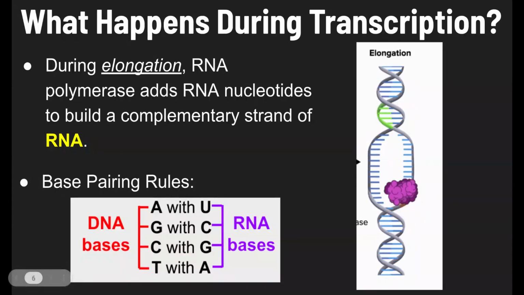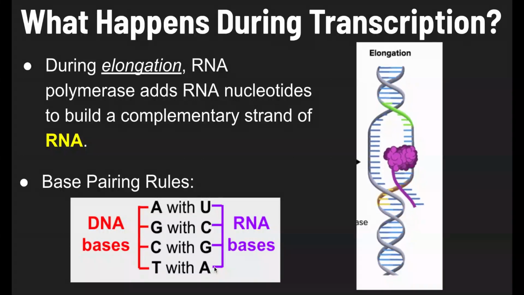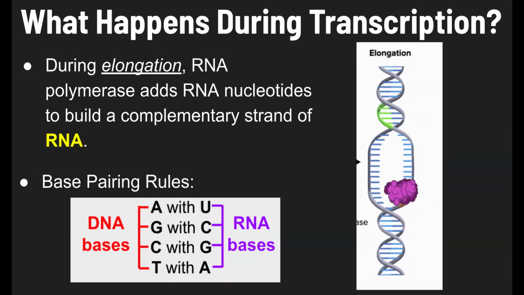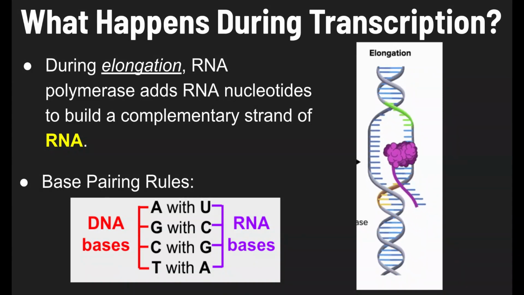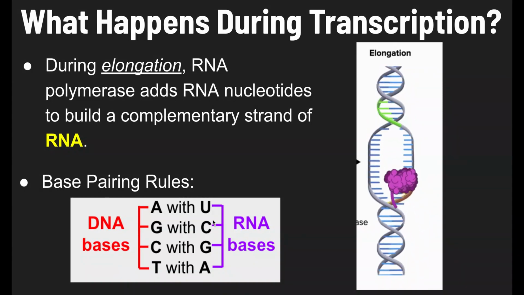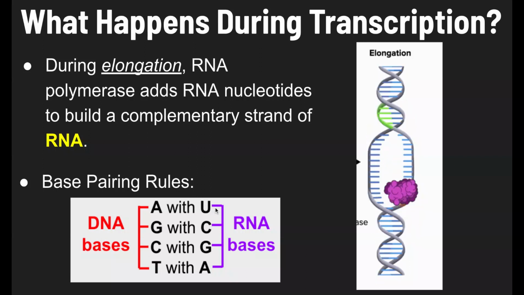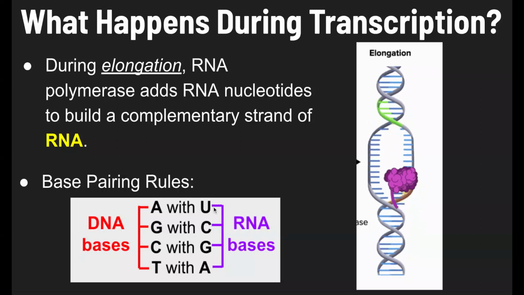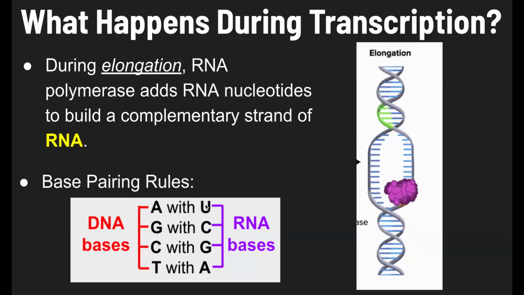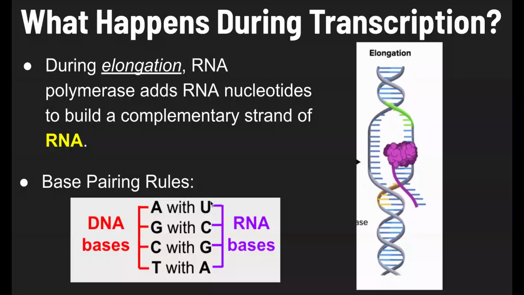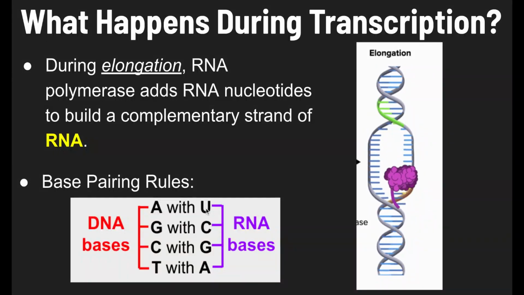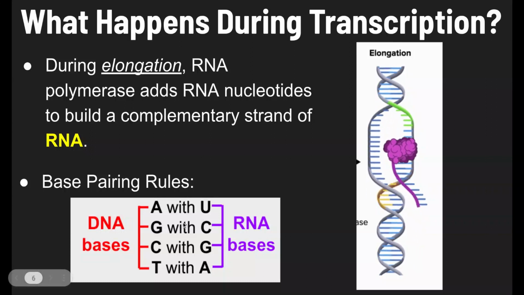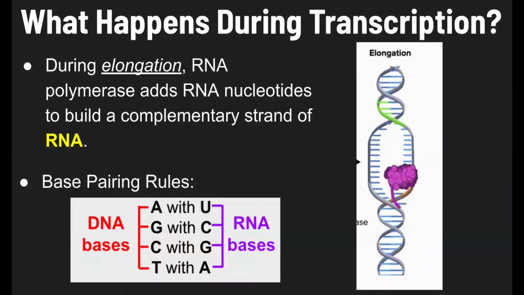So notice as we're building the RNA, all the base pairing rules that we discussed in DNA replication still apply, except we don't use the letter T in RNA. So if you ever catch yourself writing the letter T while you're building RNA, you've made a mistake. It should be a U instead. Remember, RNA uses a U instead of a T. So those are your base pairing rules when you're building a complementary strand of RNA.